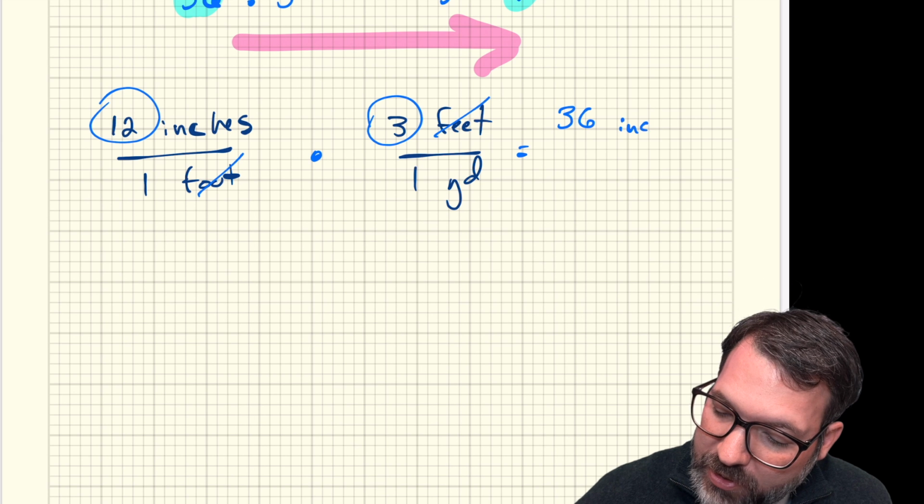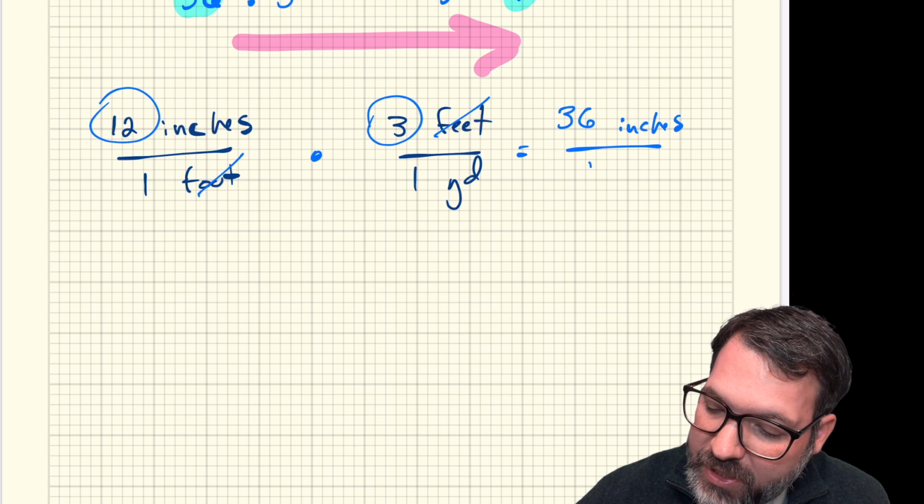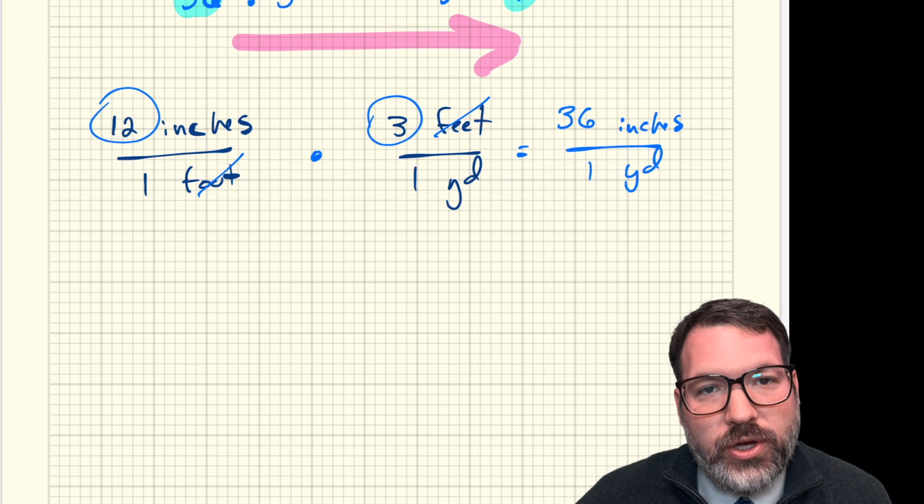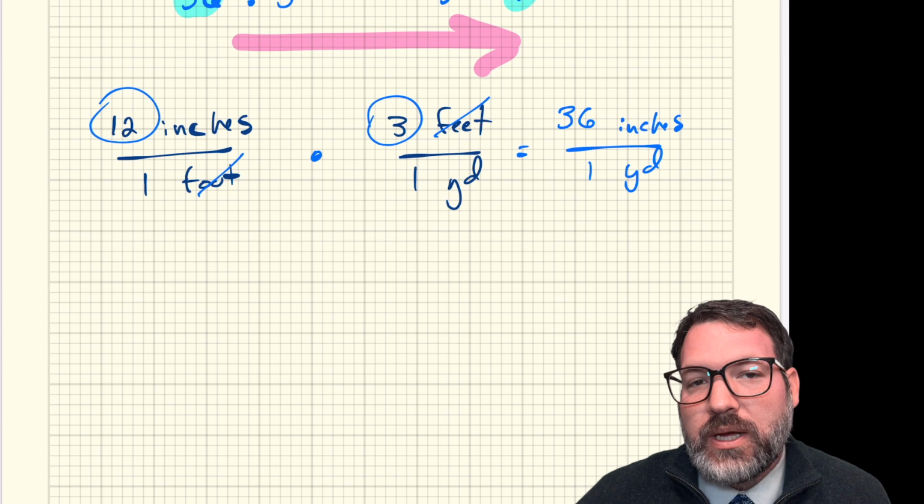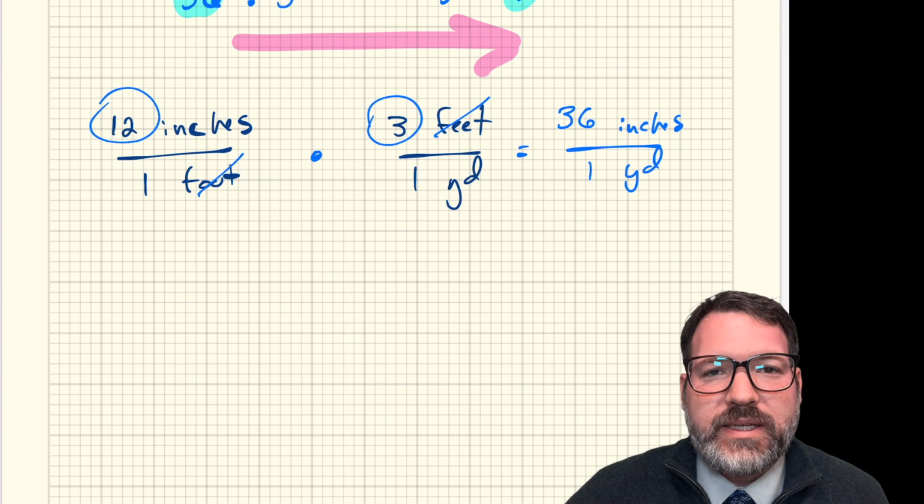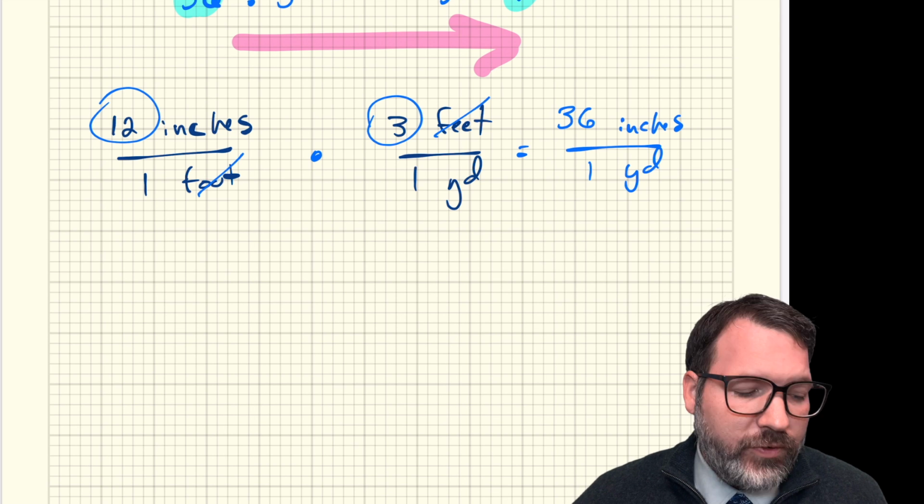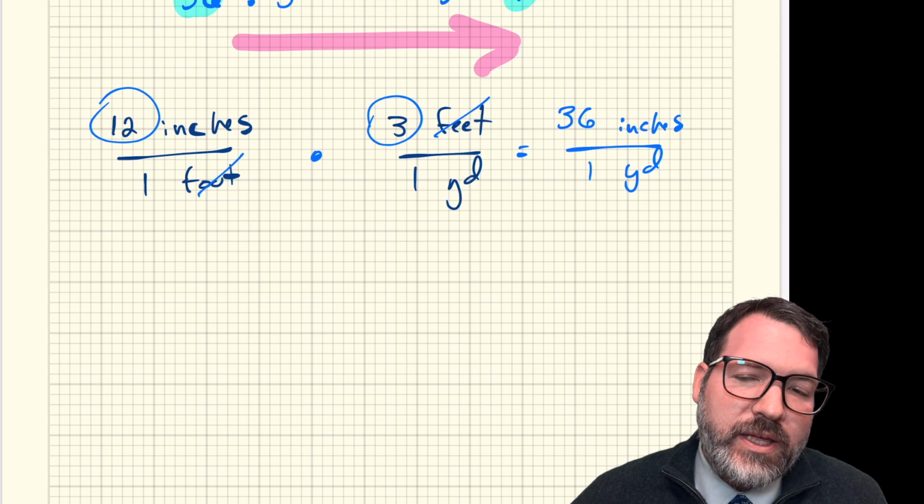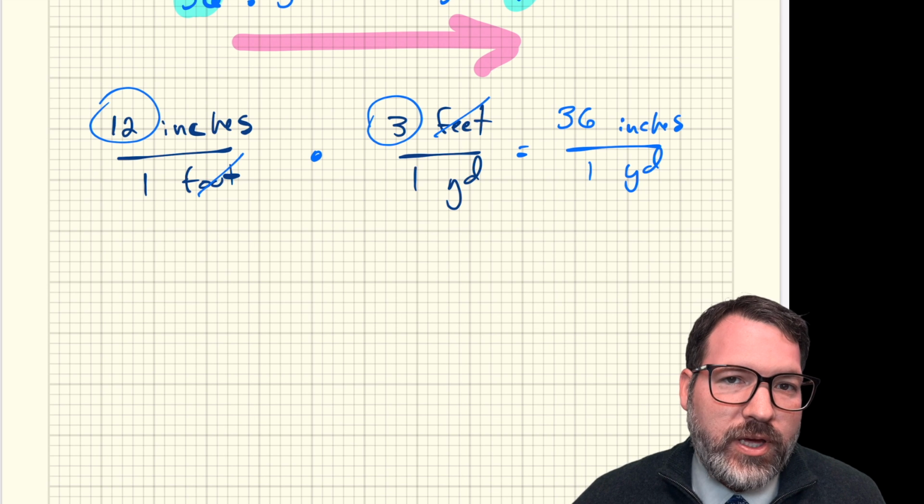And so essentially what this is saying is that there are 36 inches to 1 yard. This is giving us back the same information that the ratio did a moment ago. There are a couple key ideas you want to keep in mind as you use conversion factors. One is that you want to think of these as fractions that are equal to 1.